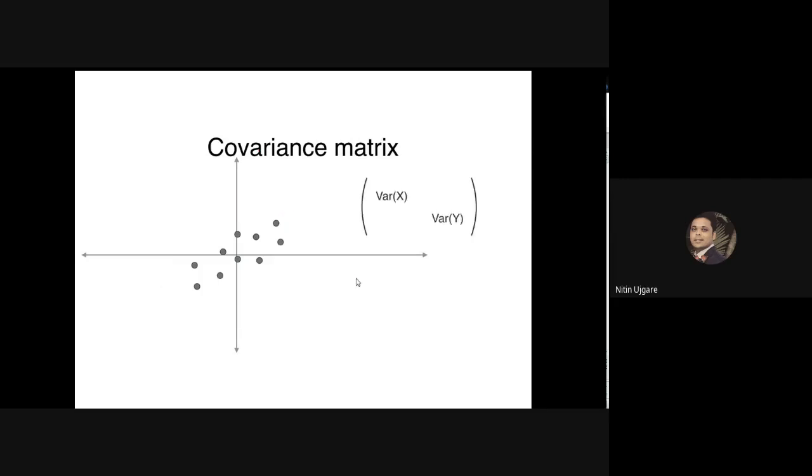So how do I calculate the covariance matrix? Let's say the top left field of this 2 by 2 covariance matrix, because we are using the two-dimensional input instance space, so my covariance matrix will be 2 by 2. The top left field of this covariance matrix will be the variance of x.